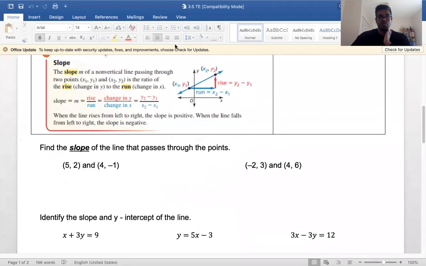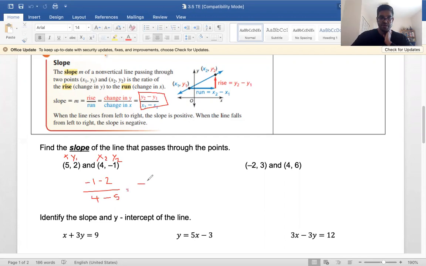Okay, so I'll do one more, and I'm going to skip the last one. Again, if you want to find the slope, first thing you're going to do is just label your points. I just go x1, y1, x2, y2. And now you're just plugging everything into this equation right here. So y2, which is negative 1, minus y1, which is 2, over x2, which is 4, minus x1, which is 5.